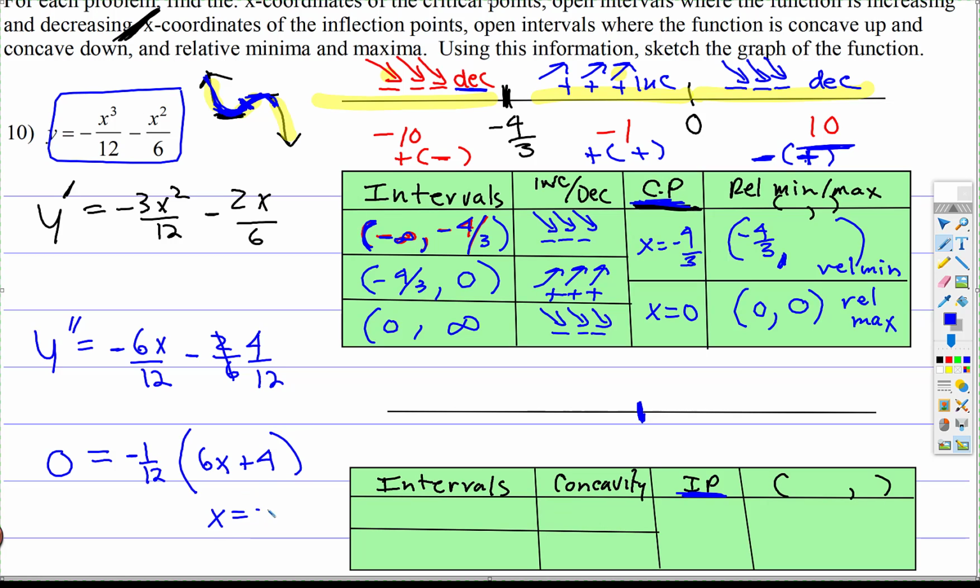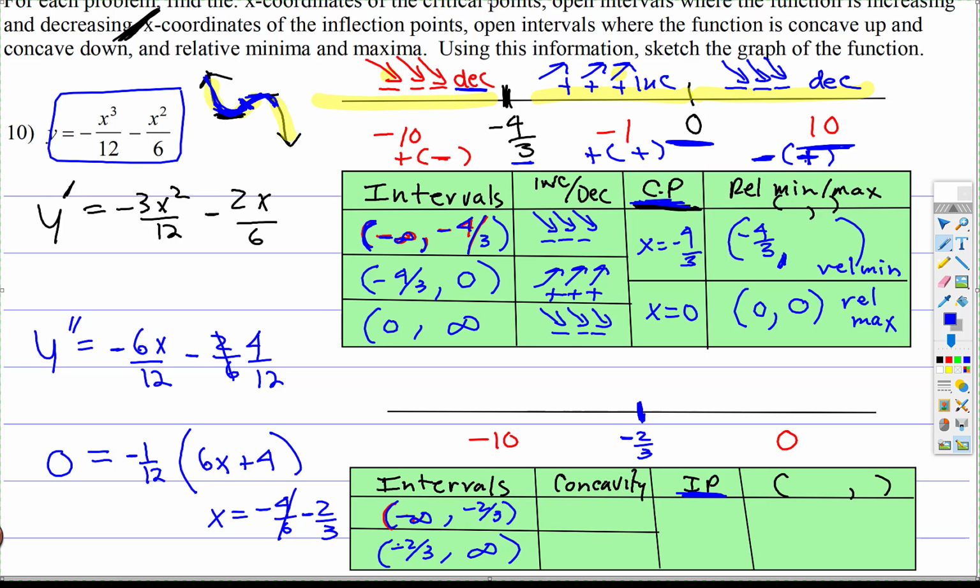This x right here is going to be negative 4/6. That simplifies to negative 2/3. And if you'll notice, halfway between the critical points, halfway between 0 and negative 4/3, is negative 2/3. So then we're going to pick an interval number over here. I'm going to pick negative 10. And to the right of a negative number, the easiest one is 0. So our intervals will be from negative infinity to negative 2/3 and negative 2/3 to positive infinity.